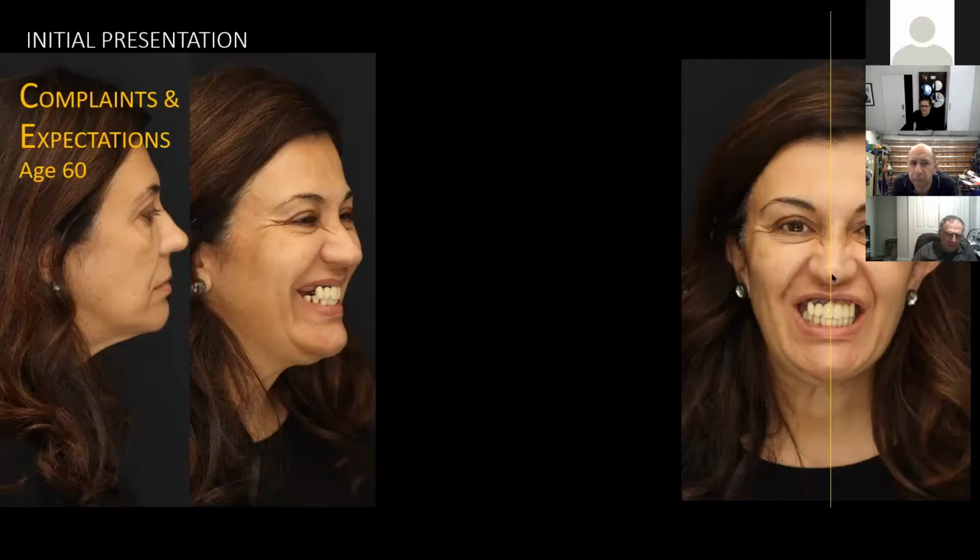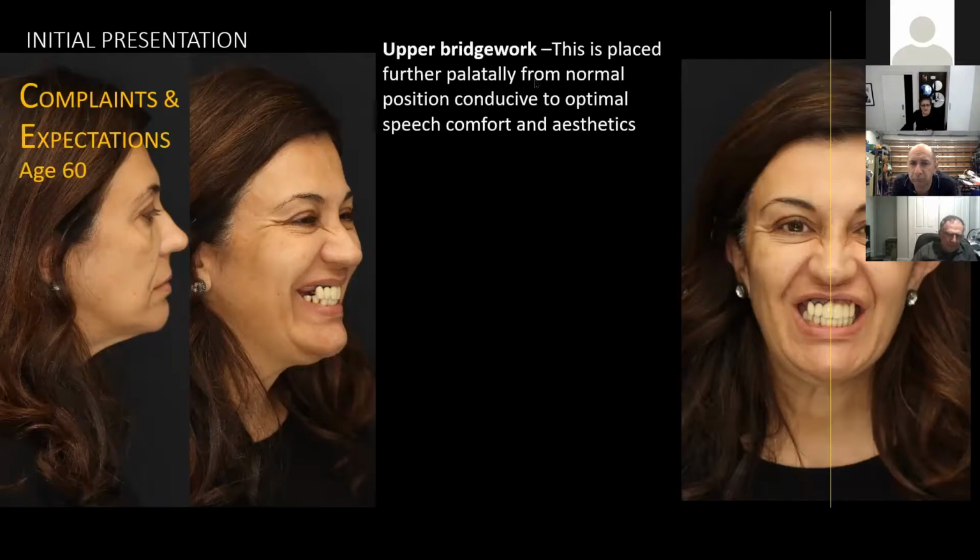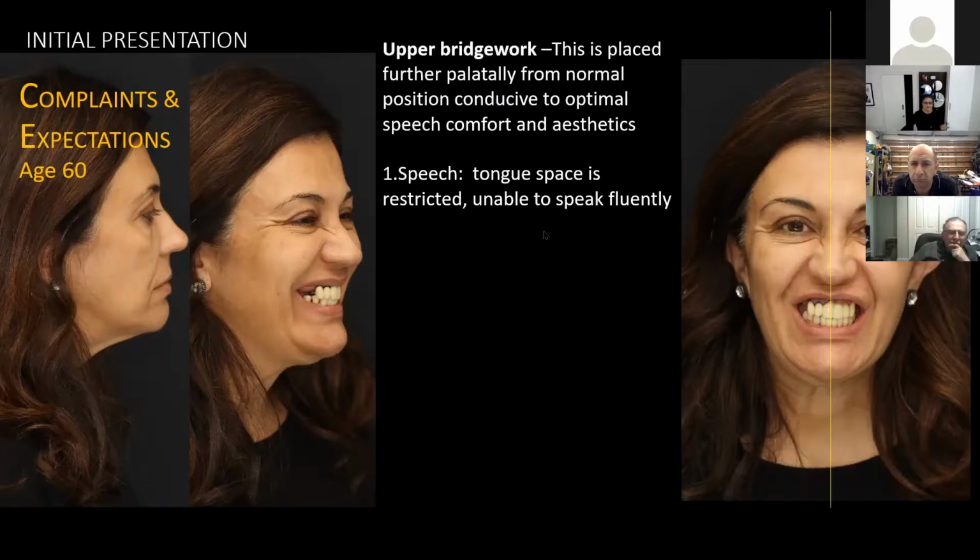The implant is placed right in the middle. For the upper bridge work, they placed it too palatal, because her teeth are actually more forward. So the patient cannot pronounce the labial and lingual dental sounds. Being of Spanish background, she can't speak the language fluently, because it uses those phonetics quite often, and her tongue is restricted.